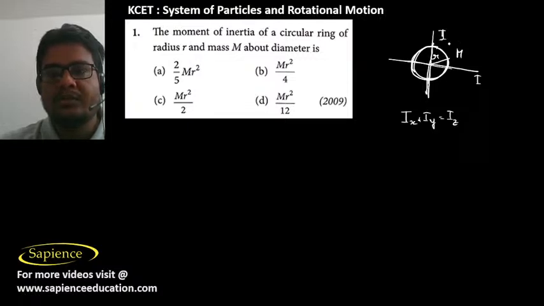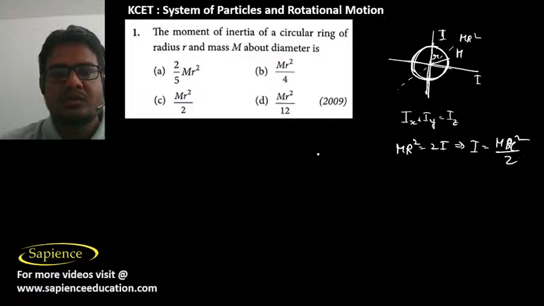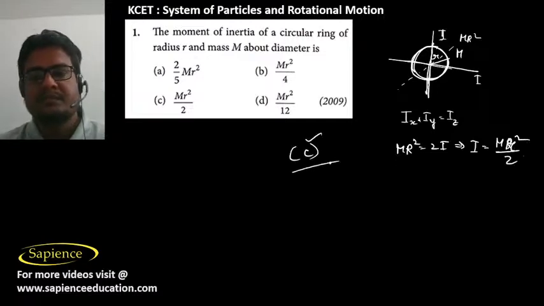The moment of inertia about the axis of the ring, we know that is given as mr square. So therefore mr square is equal to 2I. So I will be equal to mr square by 2. So option C is the correct answer.